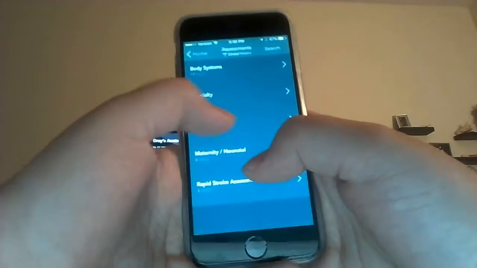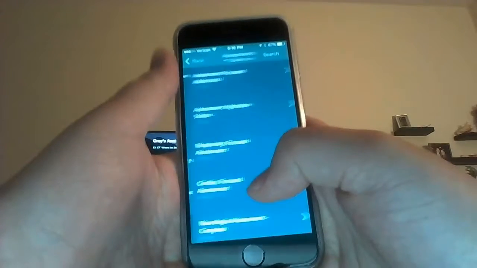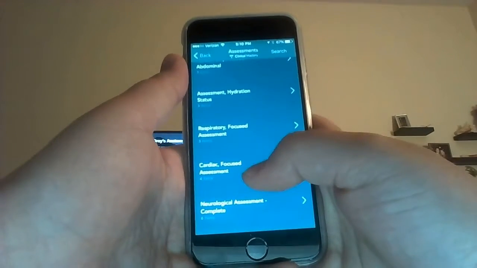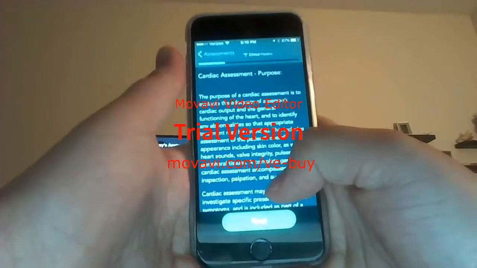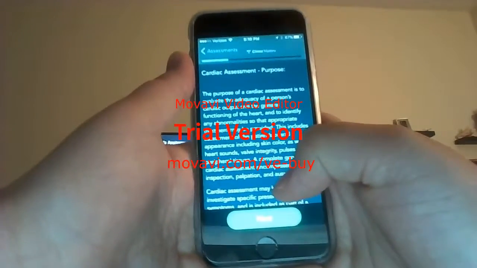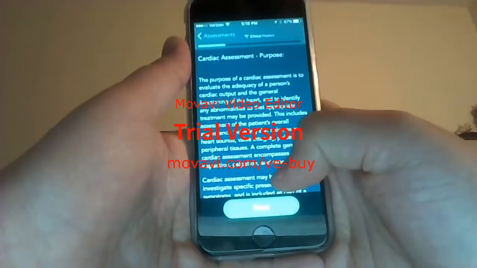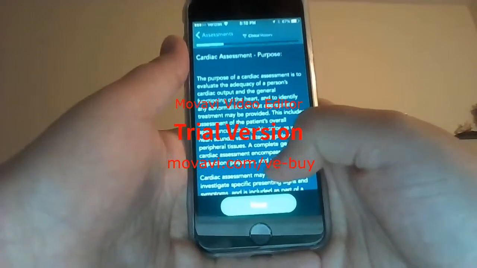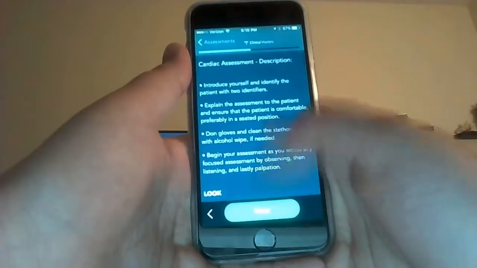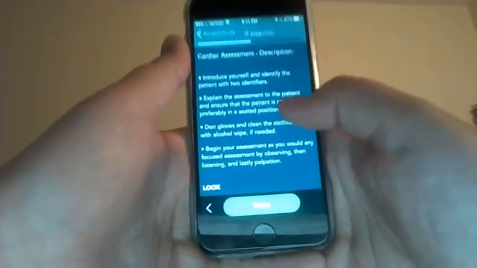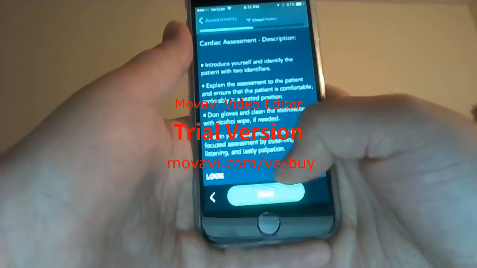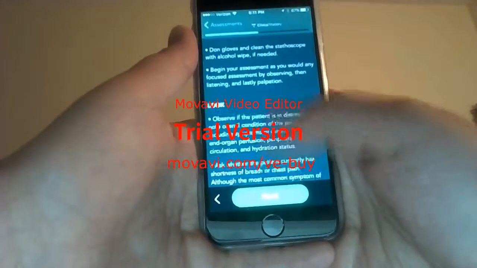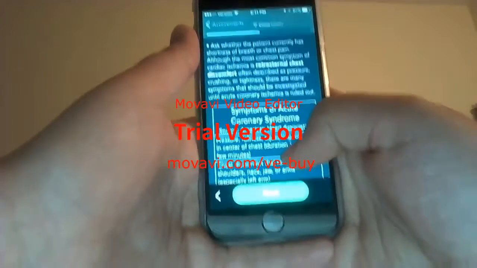Then we can go to assessments, which you can choose by body system, which we're going to do, and we're going to do a focused cardiac assessment. So here it tells you the purpose of the cardiac assessment is to evaluate the adequacy of a person's cardiac output and the general functioning of the heart, and to identify any abnormalities so that appropriate treatment can be provided. It gives you more of a purpose, gives you the description of how to approach a patient. You introduce yourself, you explain the assessment, you put on gloves and you clean your stethoscope, and then you begin your assessment, you observe the patient.